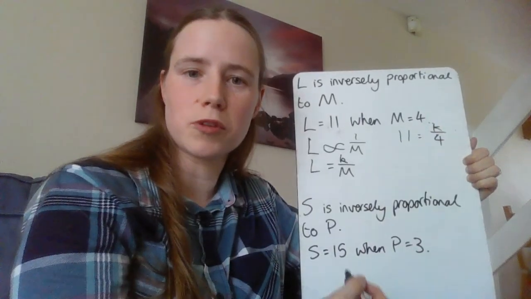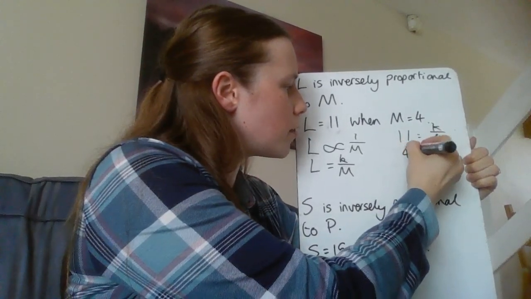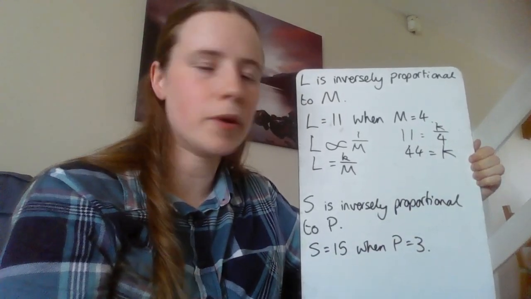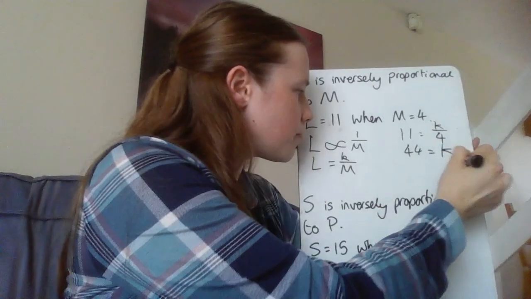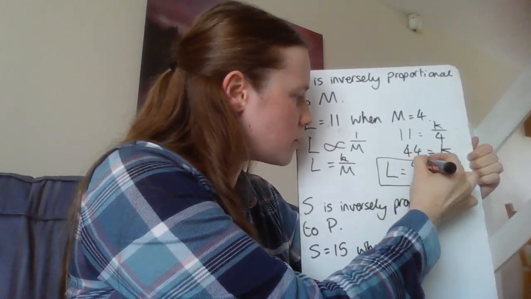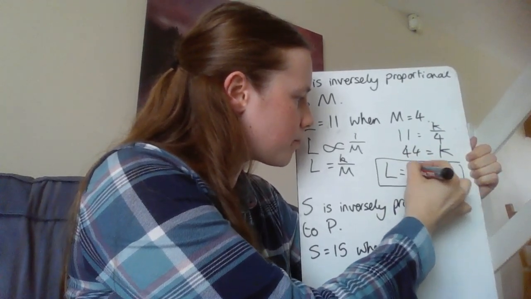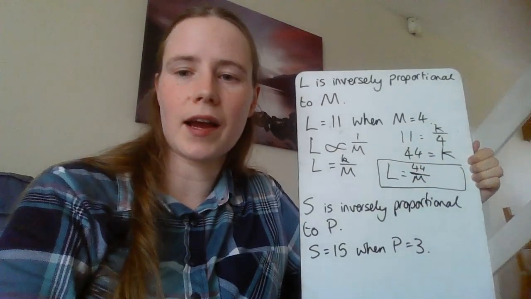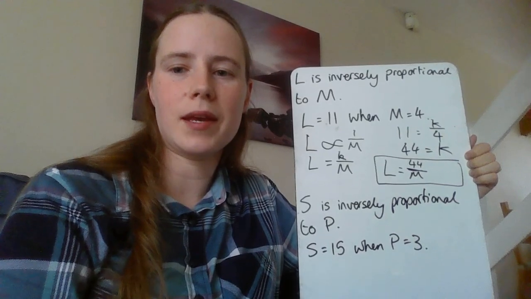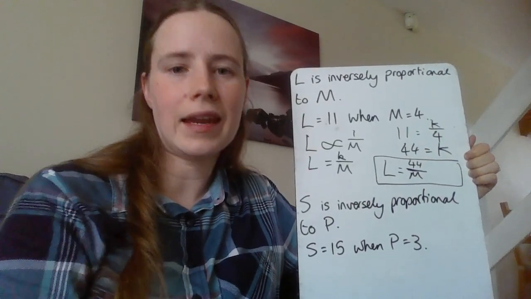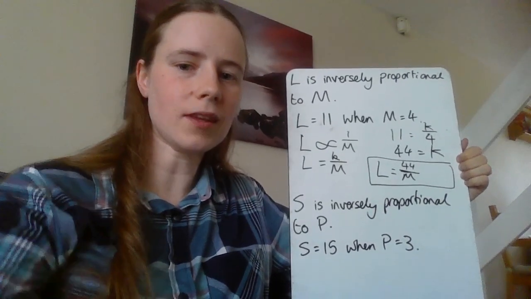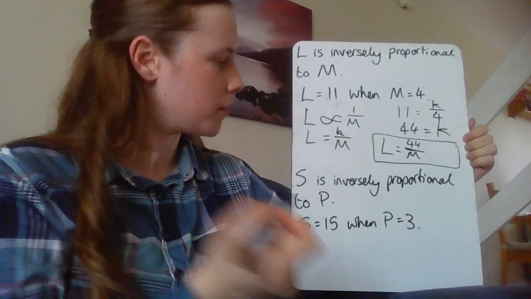Times both sides by 4 to solve for k. 44 is our k value. So now that I know what k is, I can put it back into this form of the equation and say that L is equal to 44 over M. Okay, you could also write that as LM equals 44, or you could have M equals 44 over L. Any of those three are correct. Okay, so they're all fine ways of writing it. So now let's have a look at another one that's similar.